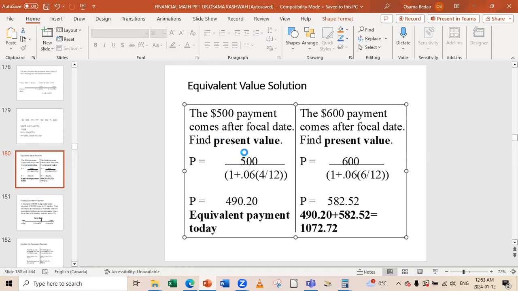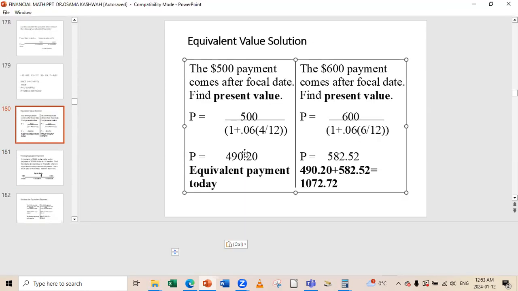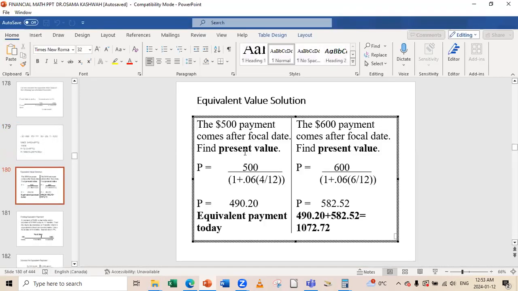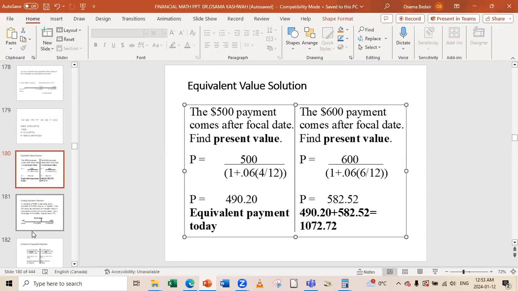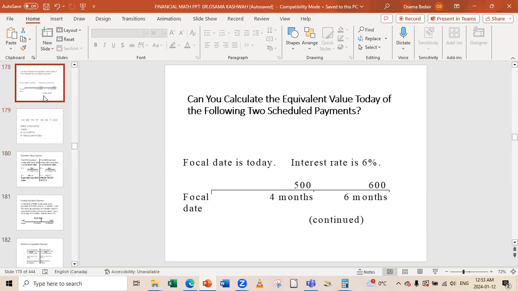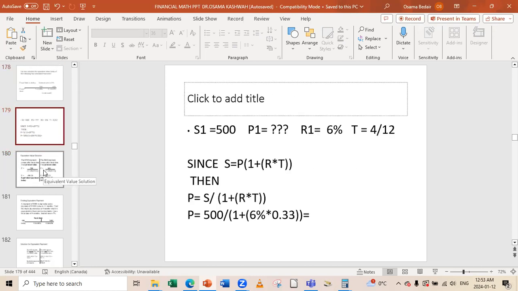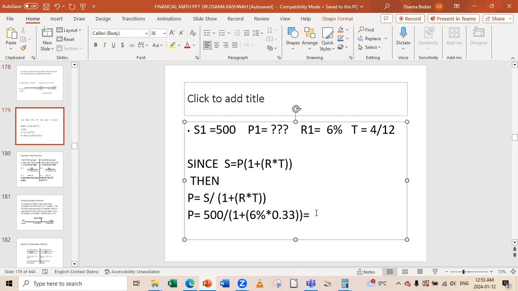Just 1 second because the system is hanging up. It will equal this amount. When we calculate it, we'll do it in the calculator. It will be that way. It will equal this amount. Control and V.